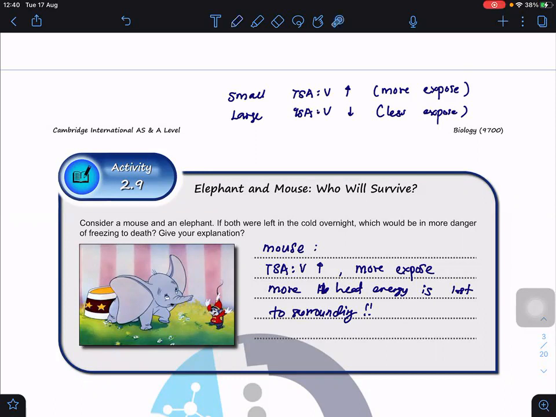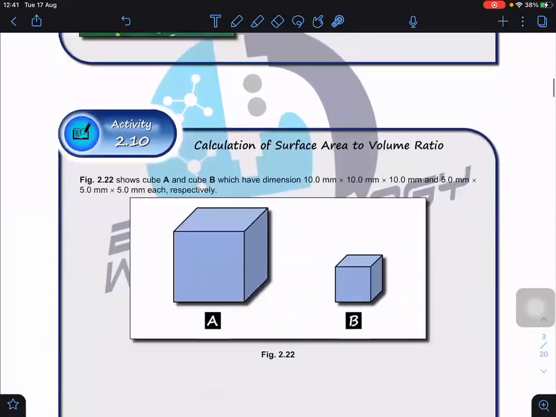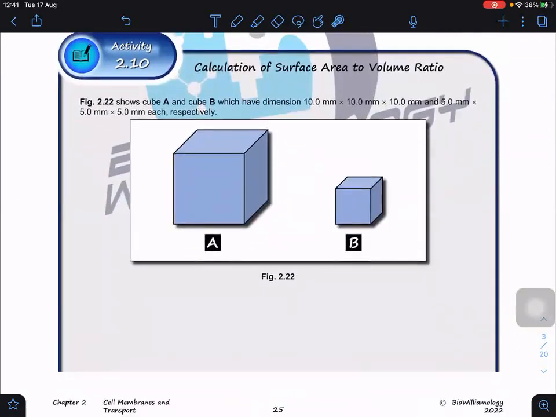Generally, elephants adapt in this case through their skin, with less fur. The mouse has fur, while for the elephants, you can see the skin has a lot of folding to increase the surface area. Now, in your syllabus, we need to learn how to calculate the surface area to volume ratio. In my example here, A and B are cubes. A is 10.0 millimeter by 10.0 millimeter by 10.0 millimeter, while B is 5 by 5 by 5 millimeter.